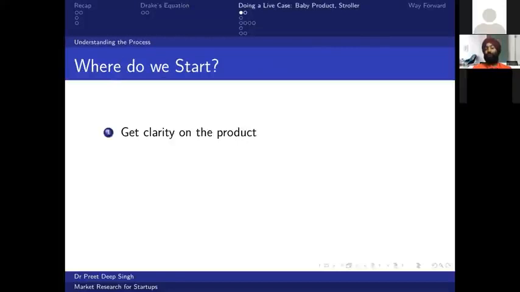Okay, let's do a small case. I'm not sure if you can read the title at top, but this case that we're going to do today is, let's say, a baby product. In fact, this is based on a request from Dr. Preet on Twitter.